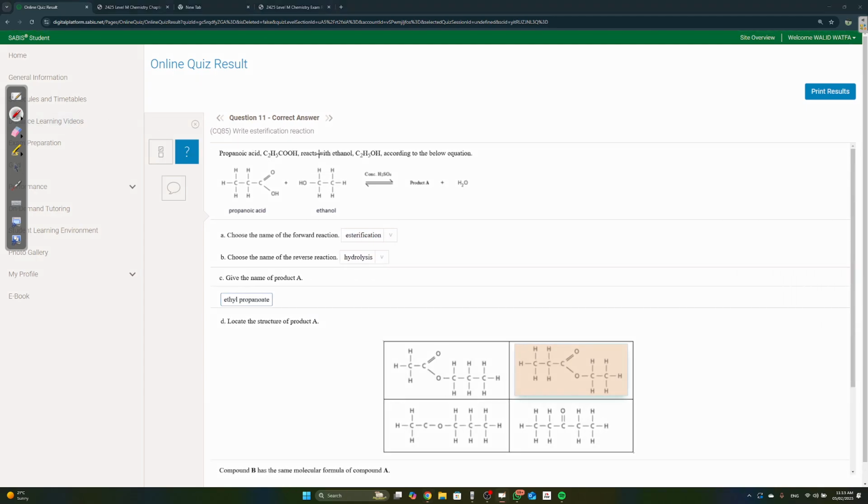Propanoic acid C2H5COOH reacts with ethanol C2H5OH according to the below equation. So you have an acid reacting with an alcohol. What did we say that produces? That produces an ester, right? Remember, I told you, carboxylic acid plus alcohol produces ester plus water, of course. We did it earlier. So what is the name of the forward reaction? Obviously, it's called esterification. Someone's going to come and tell me what's the name of the reverse reaction.